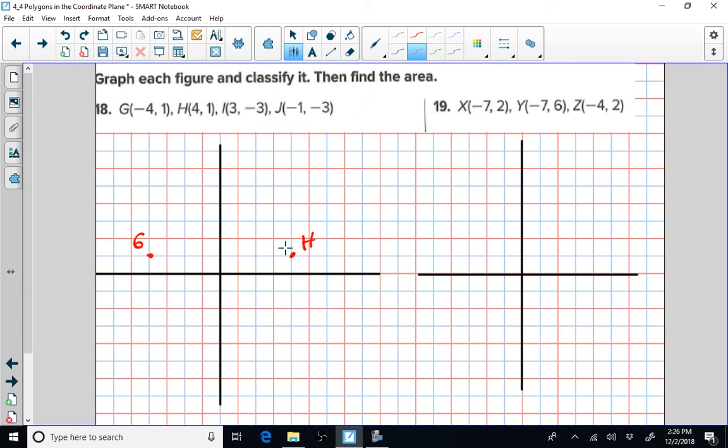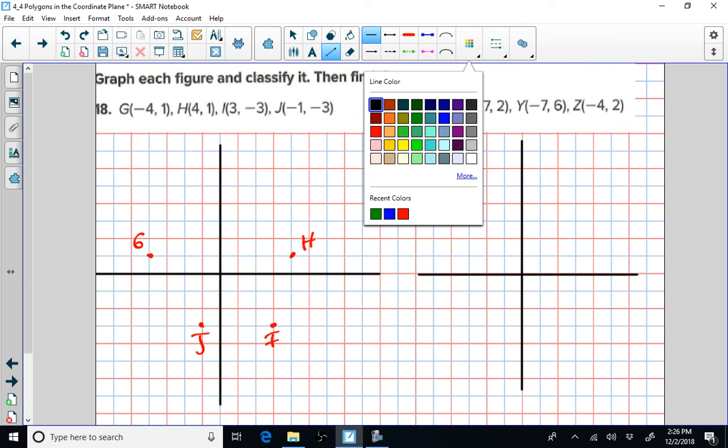Point I is located at 3, -3. So that's right 3. Down 3. Put a point. And I label it I. And then point J here is located at -1 in the x direction, down 3 in the y direction, put a point, and we're going to label that J. We want to connect our points with straight lines.